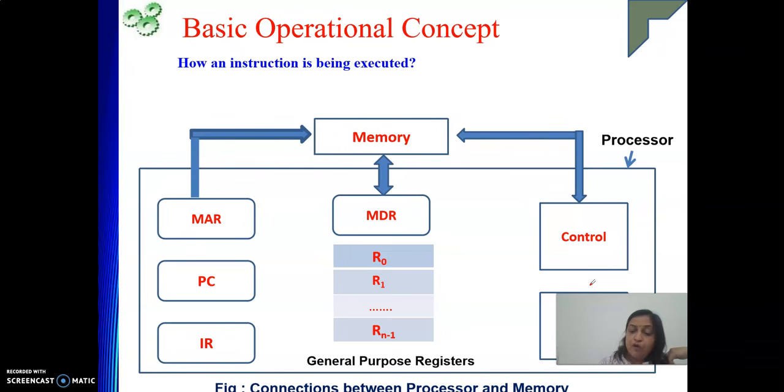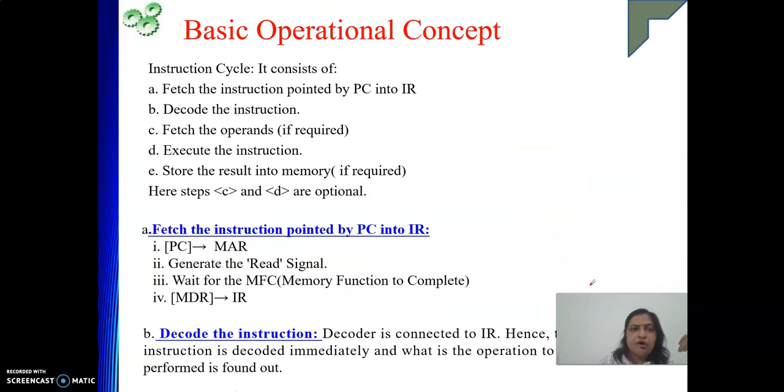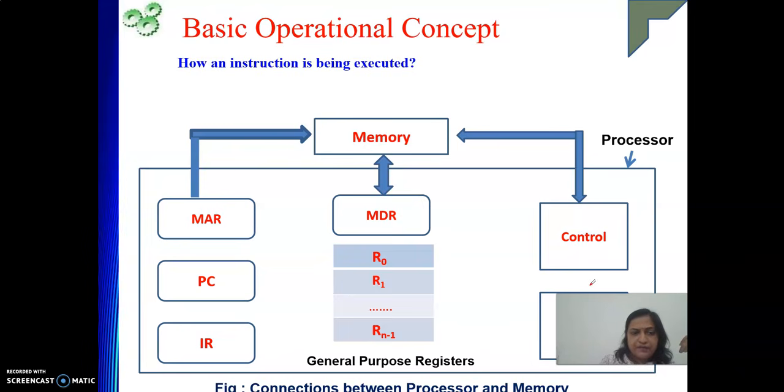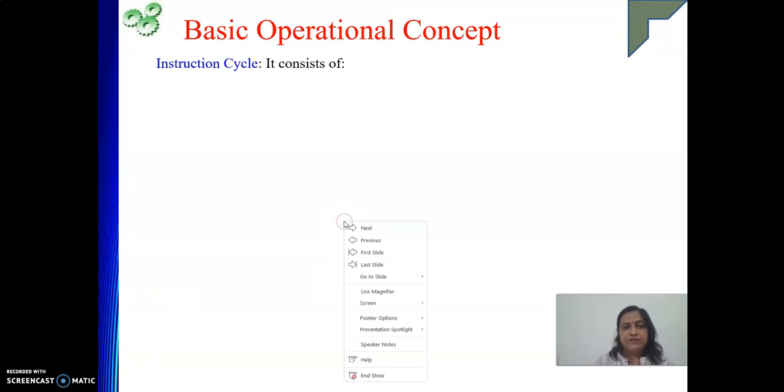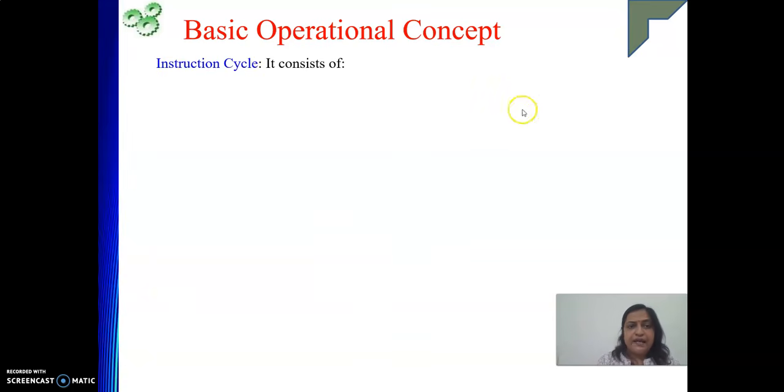Now we'll see how one instruction will be executed. One complete instruction execution in total is called the instruction cycle. So basic operational concept, here we will discuss how one instruction is executed. That whole time is called the instruction cycle. It consists of many subparts. What are those? We'll see.